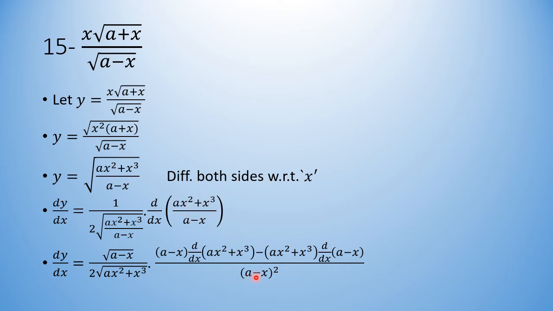What is the quotient rule? Denominator into derivative of numerator minus numerator into derivative of denominator, divided by denominator square. So what will be the derivative of this? a is constant, derivative of x square is 2x, so it will become 2ax. Derivative of x cube is 3x square, just by the application of our formula. Derivative of a will be 0 and derivative of x will be minus 1. And this all remains the same. This square root of a minus x, we can bring it over here just by writing a minus x to the power 2 minus 1 by 2.